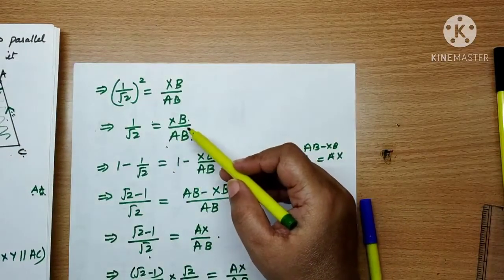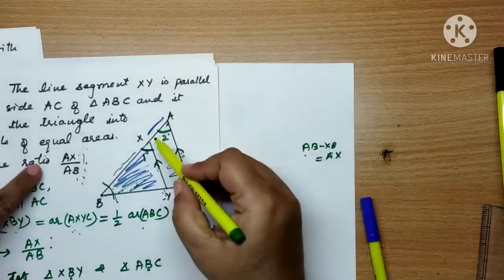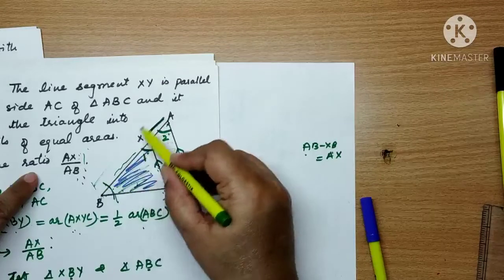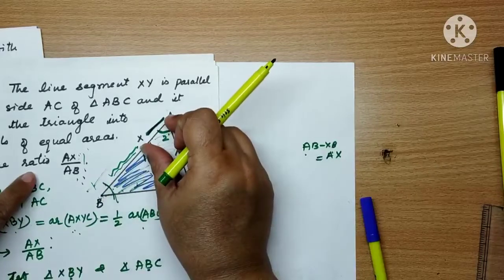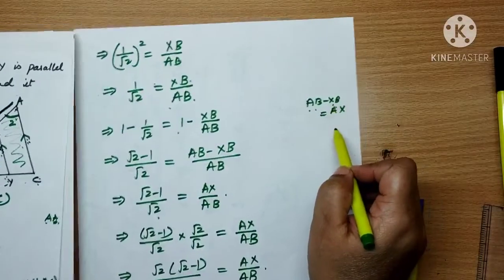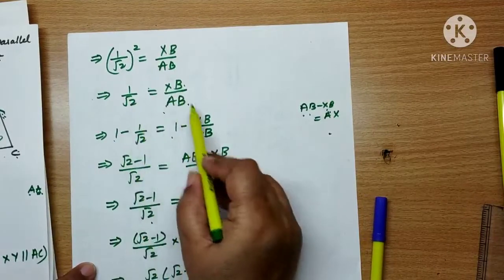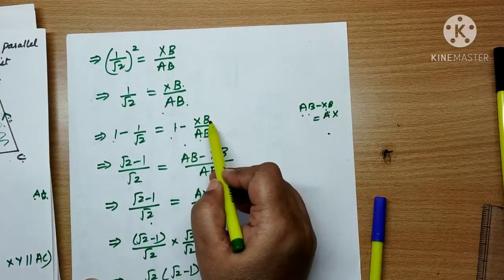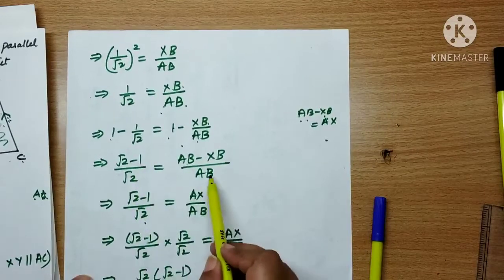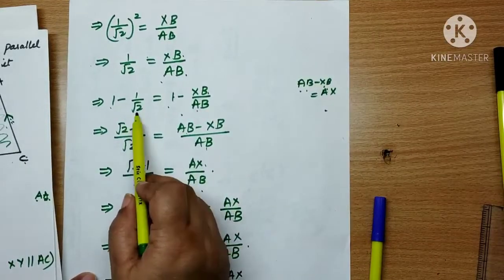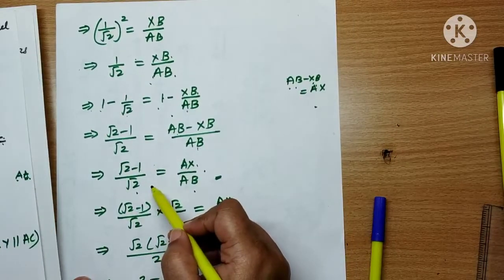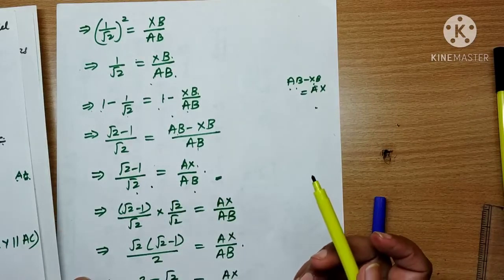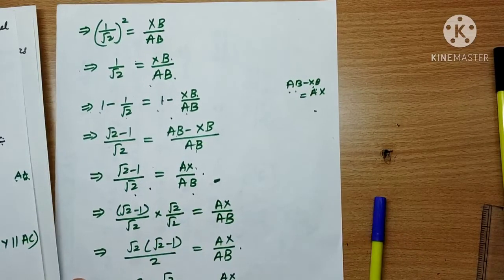But I am looking for AX by AB. And we can see AX is this part of the line segment AB. I have XB, looking for this part. So complete minus this part gives you AX. So AB minus XB gives me AX. That's why we subtracted these terms from 1, so that I can have AB minus XB. So we get AB minus XB by AB, which is AX by AB, and on this side we get root 2 minus 1 by root 2. So I got the ratio as root 2 minus 1 by root 2. But we never leave the answer with an irrational denominator, so we rationalize the denominator and then write the answer. Hope this is clear to you.